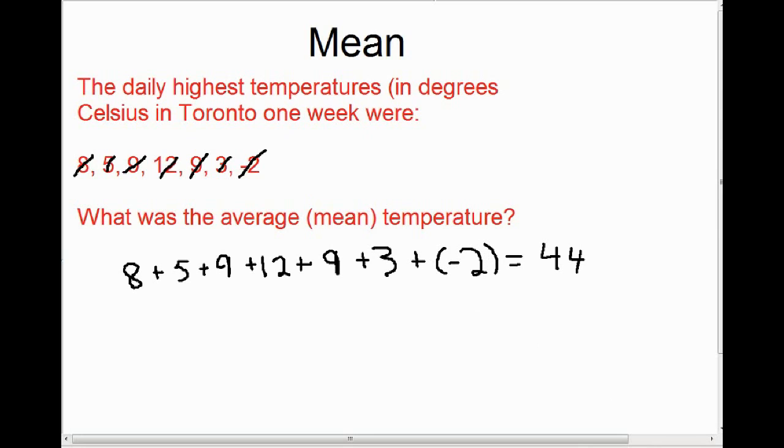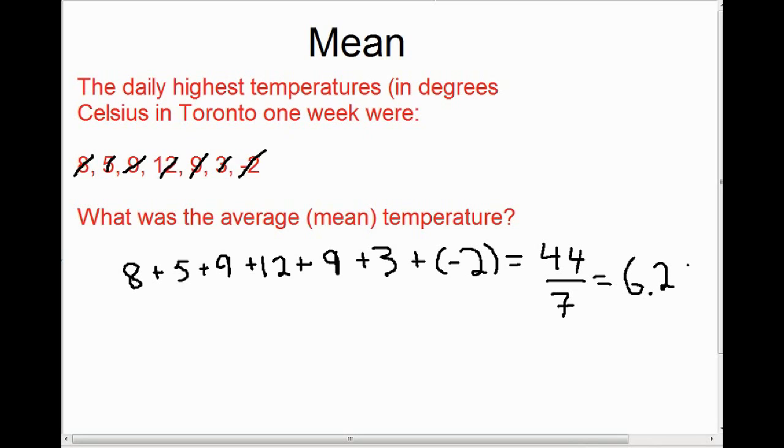And again, just like with the previous ones, to find the middle, we have to divide this by how many values there are here. There are 7 values here because we got the daily highest temperature for each day of the week. When we go ahead and use our calculator to divide that, you get a pretty long decimal. I'm going to round that to 6.29.